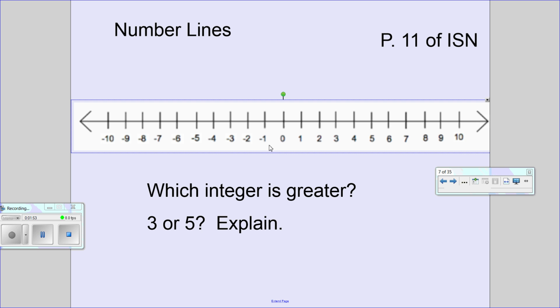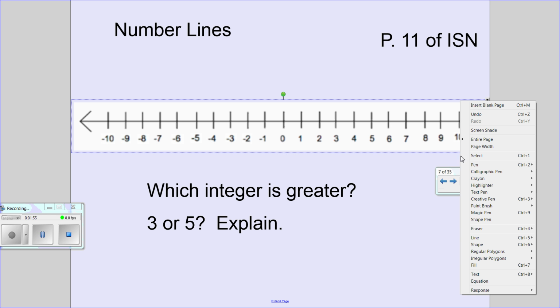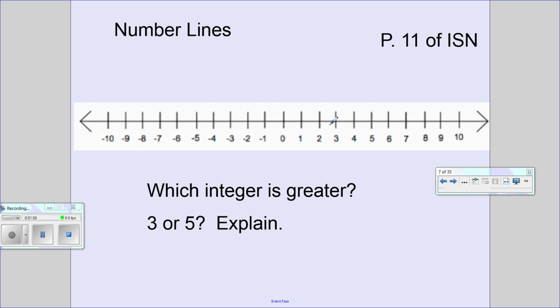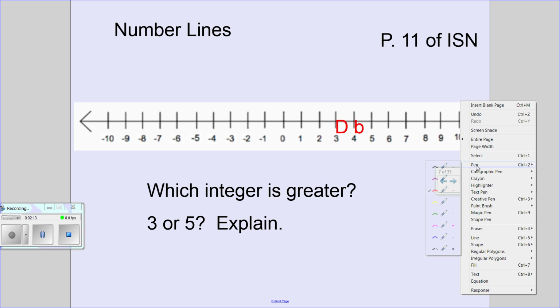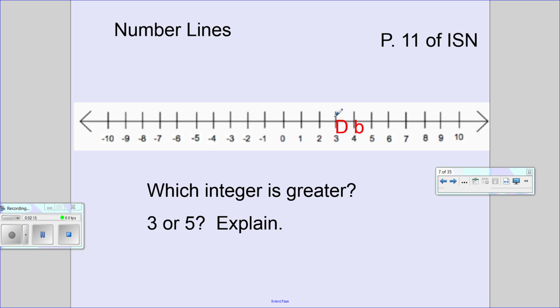So which integer is greater? Let me mark each one with my highlighter. I see 3 and 5. Which integer is larger? Of course, you'll say 5 is larger because 5 apples is more than 3 apples. But is there another way? So we have 3 and 5. Is there another way you can say that?